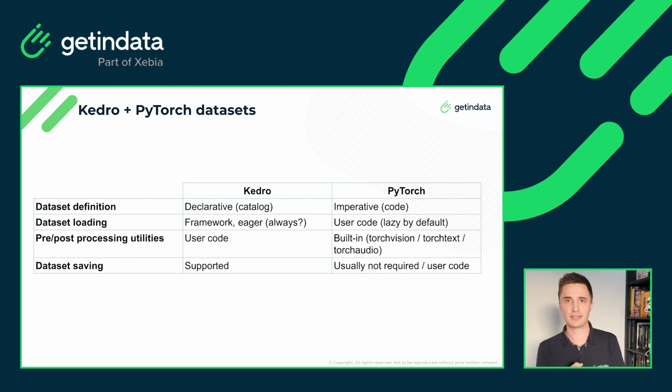And lastly, dataset saving. In the Kedro world, the datasets usually support both loading and saving. So nodes can return some data, and when you mark this data in your data catalog, the data will be saved, or at least when you are using a dataset that supports saving, it will be saved.